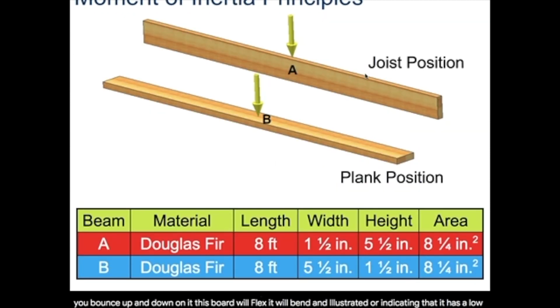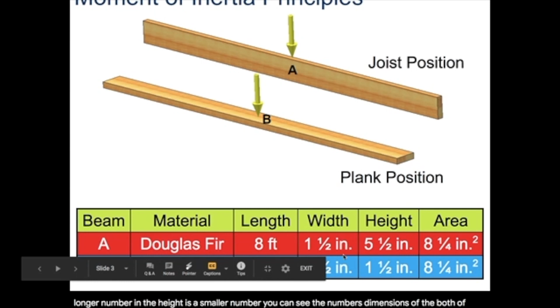Here you have two planks, one in the joist position and one in the plank position. Joist, also called vertical position, has the higher or taller part of the dimensions as the bigger number. Okay, the base is a smaller number. Plank position, also called horizontal position, has a base that is a longer number and a height that is a smaller number. You can see the dimensions of both of these planks on the bottom, and everything is the same except the widths are flipped and the heights are flipped.